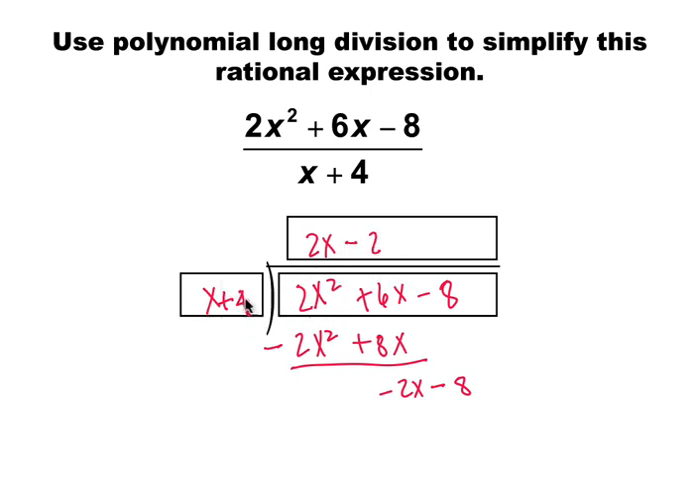So negative 2 times x is negative 2x. Negative 2 times 4 is negative 8. Subtracting one term from the other, since they're identical, we get 0. Since there is no remainder, the simplified form of this expression, 2x squared plus 6x minus 8 divided by x plus 4, is equal to this expression, 2x minus 2.